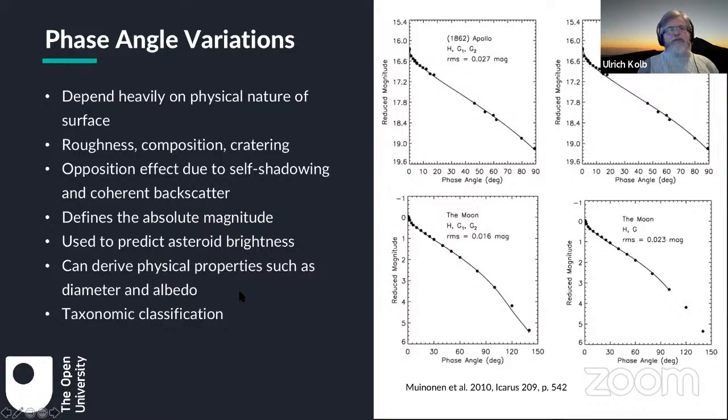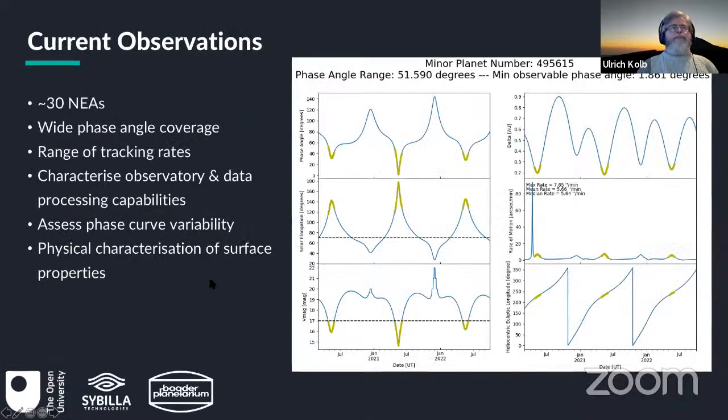So why is this interesting? I think I said this because it allows one in principle to derive physical properties of the asteroid, such as the diameter or albedo, and it may also be used for a classification of the asteroid because it tells us something about the surface of it as such. Right, so let's go to the next slide.